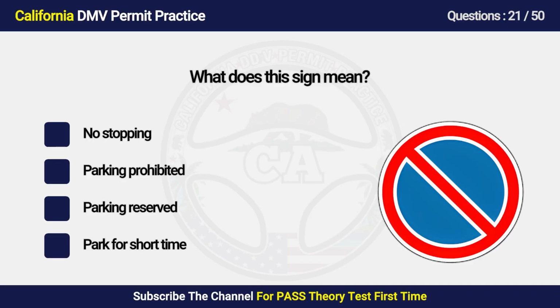A. No stopping. B. Parking prohibited. C. Parking reserved. D. Park for short time.